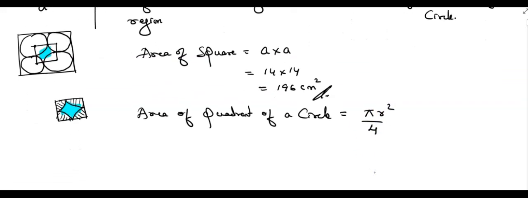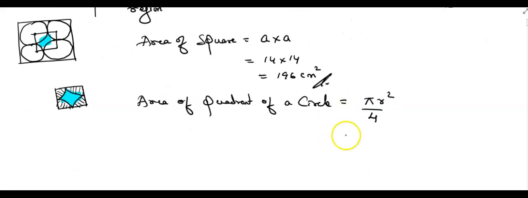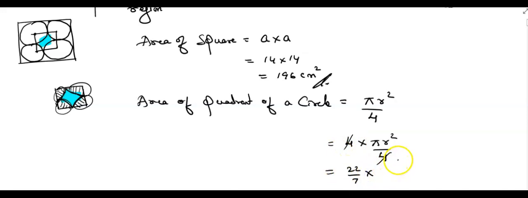But here we have to find how many areas of quadrants? 4 quadrants, right? So we write this as 4 into pi r square by 4. Understood? 4 times, right? Because we have 4 areas. Can you see this? 1, 2, 3, 4. 4 into pi r square by 4. 4 get cancelled. 22 by 7 into radius.